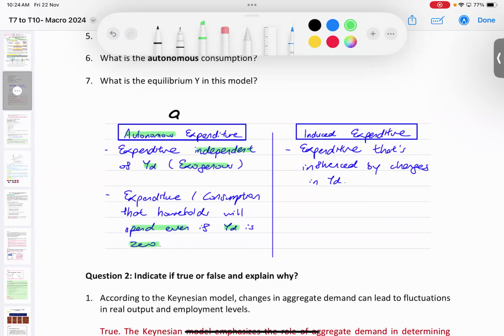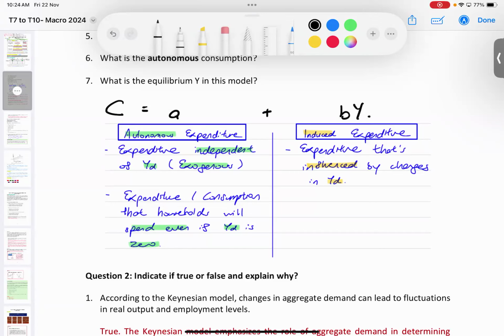Induced expenditure, that means it is dependent on the income. There's influence in your income. The more you earn, the more you spend. So we call it small letter b, Y. So consumption equals a plus bY.